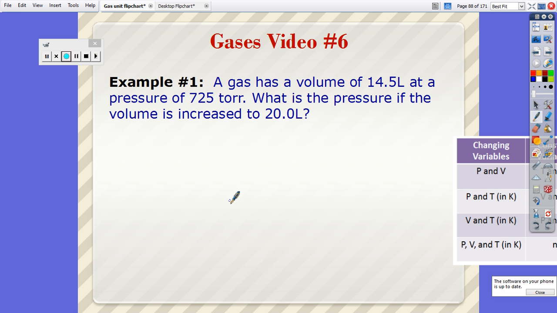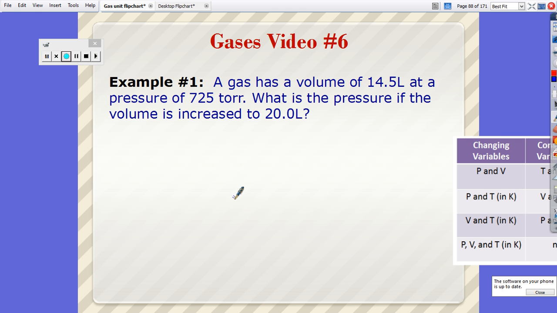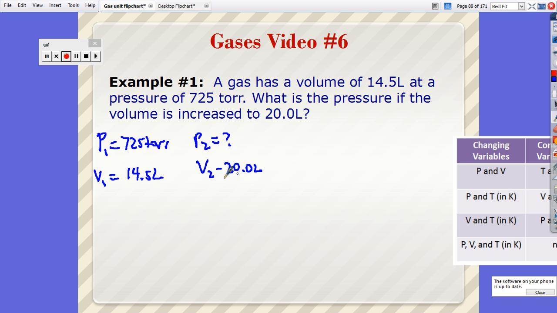In our first example problem, a gas has a volume of 14.5 liters at a pressure of 725 torr. What is the pressure if the volume is increased to 20? So P1 is going to be 725 torr. V1, under the same conditions, is 14.5 liters. P2 is what we're trying to find out, and V2 is 20 liters.